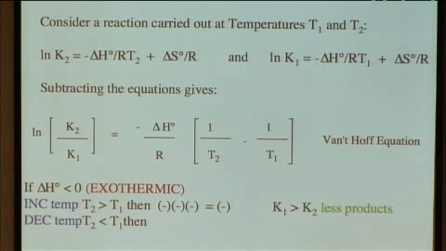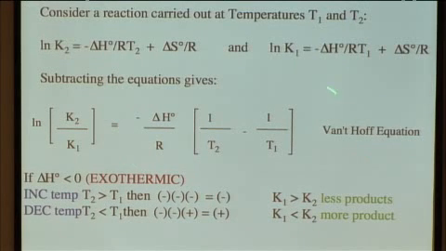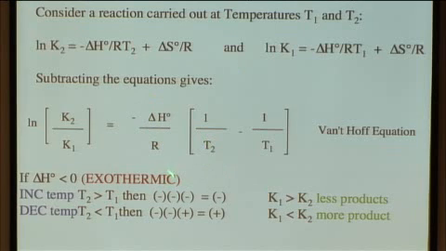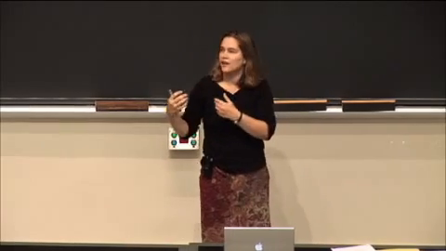Now let's think about what happens when you decrease the temperature, where T2 is less than T1. We can do the same thing. We have a negative sign here. We also have a negative sign for delta H, because it's an exothermic reaction. But now we have a positive sign for this temperature term. So overall, we're going to have a positive sign for the natural log of K2 over K1, which mathematically is going to mean that K1 is less than K2, or that you would expect more products in the equilibrium constant at higher temperature.